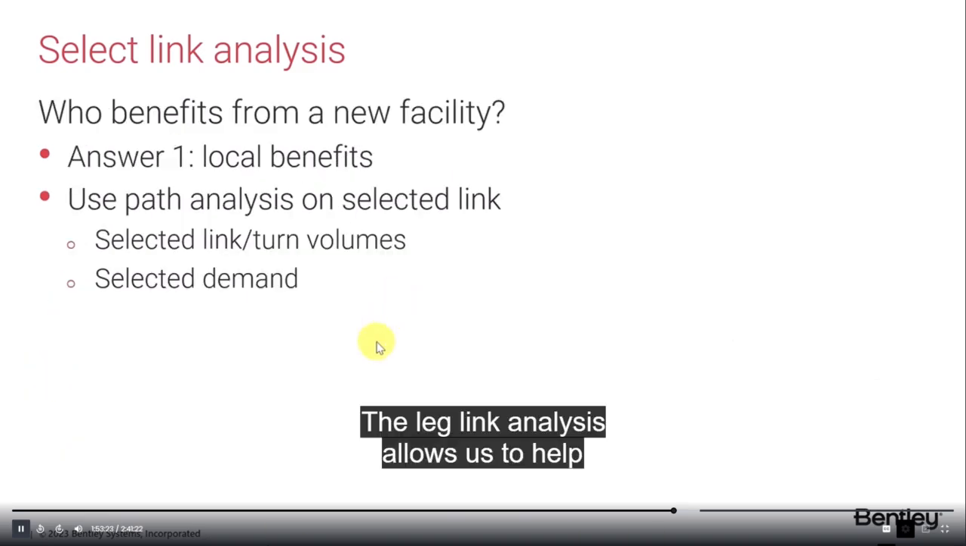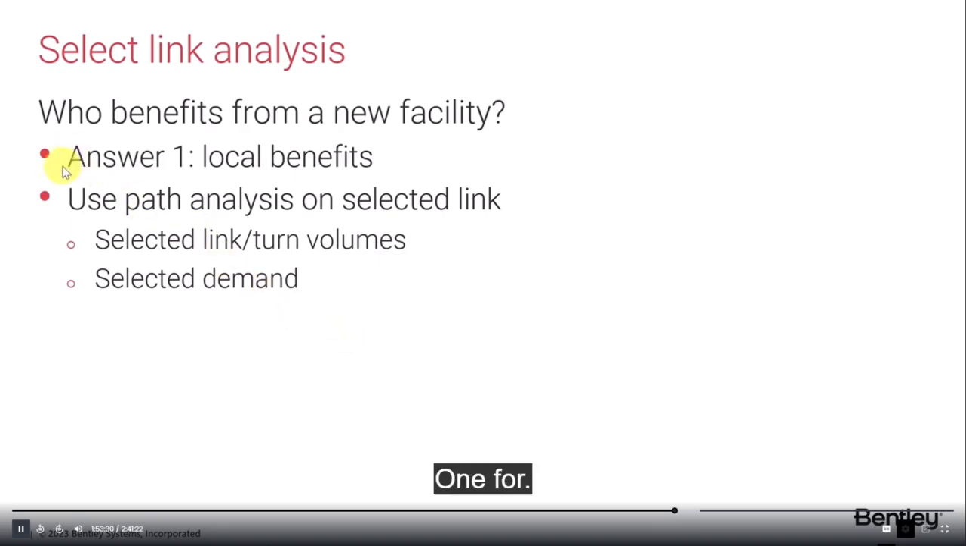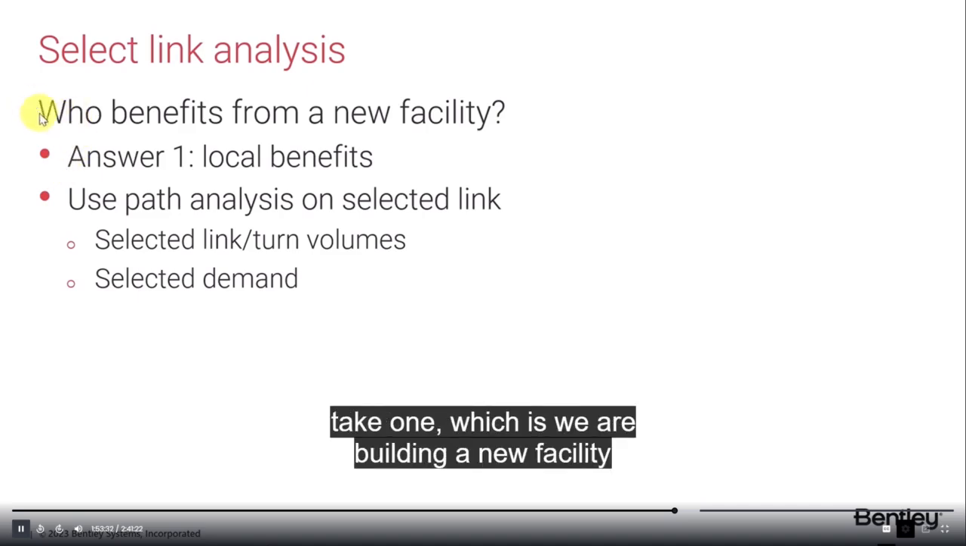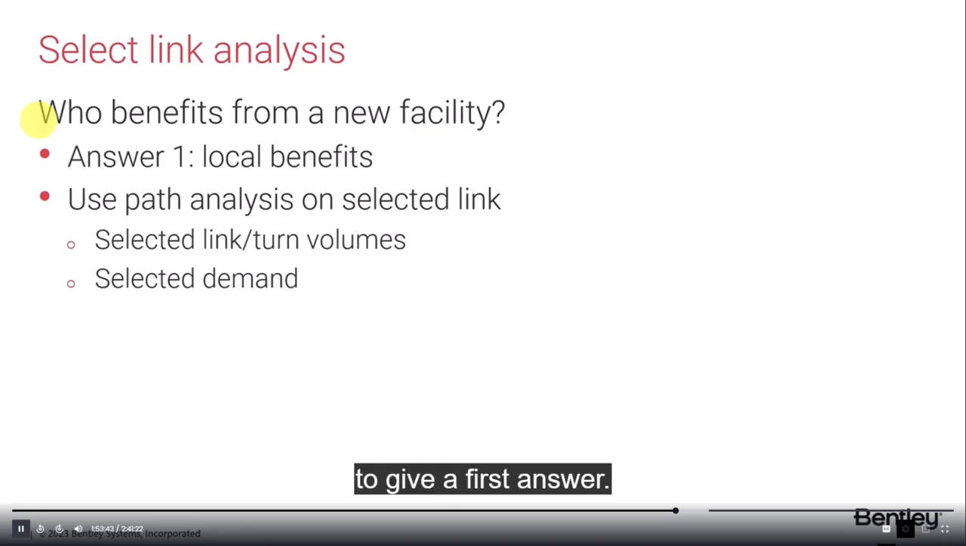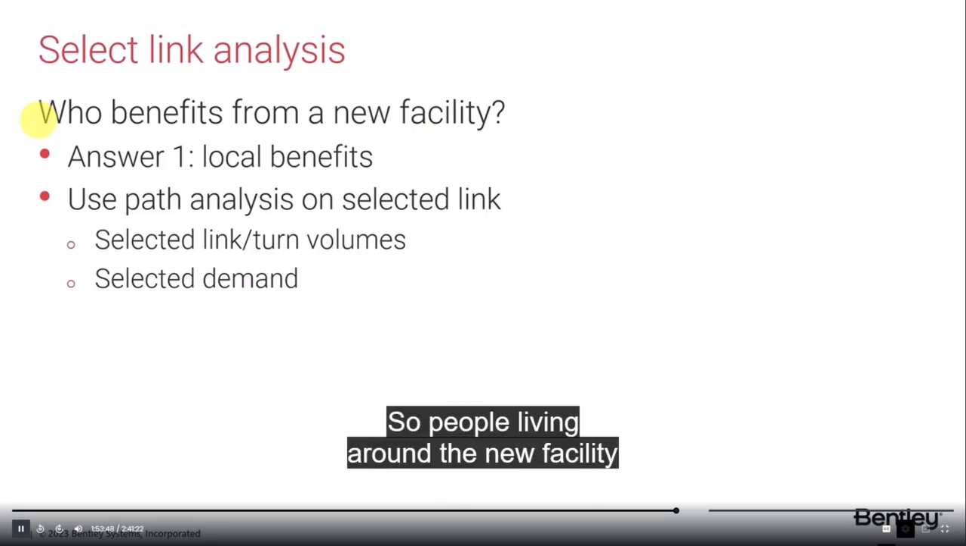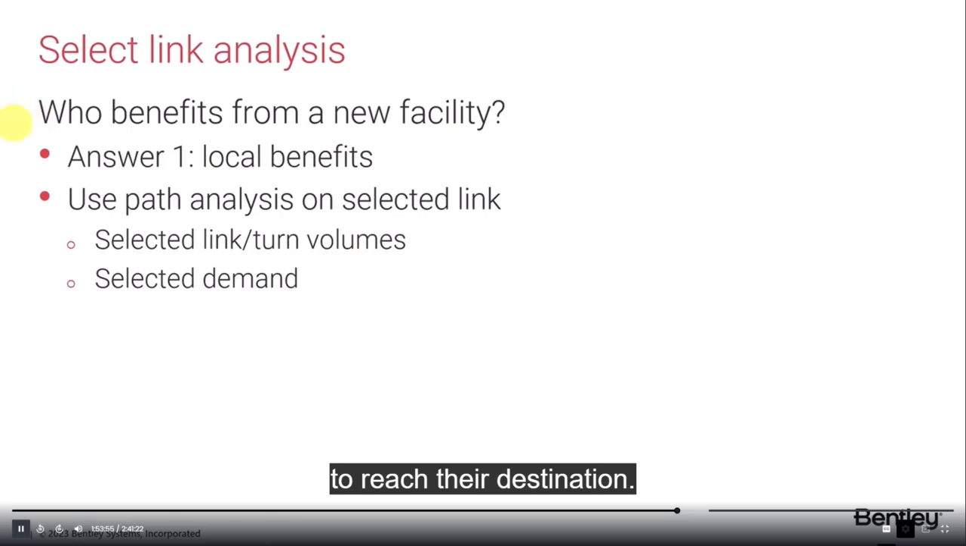Select link analysis allows us to help answer a lot of different types of questions. For the sake of the example, we will take one: we are building a new facility and we would like to know who is benefiting from it. Without doing any study, it's pretty easy to give a first answer. The locals will benefit. People living around the new facility will benefit because it will make it easier and shorter for them to reach their destination.